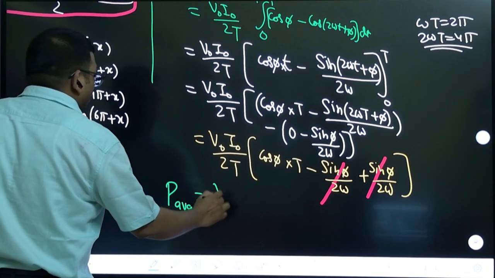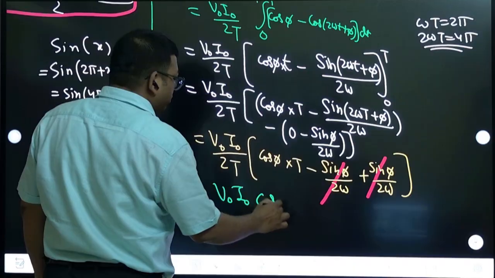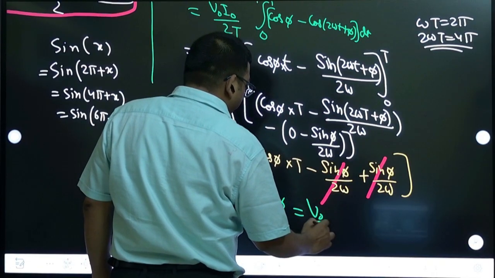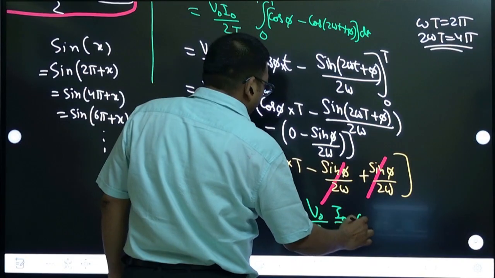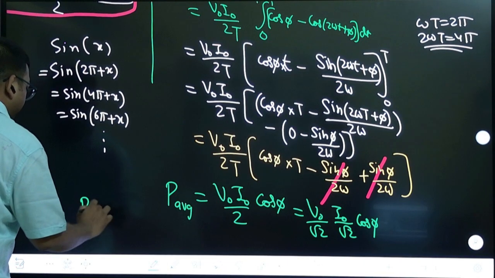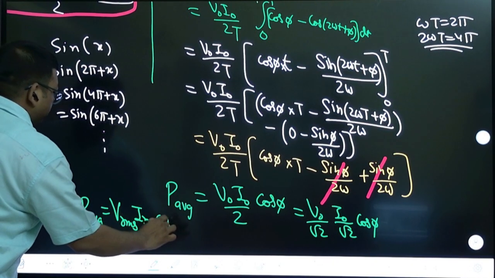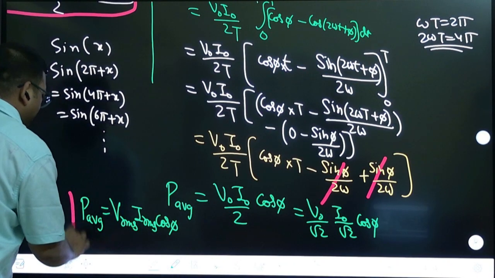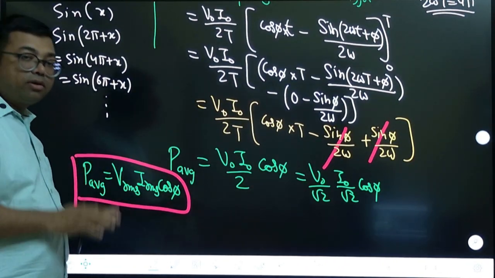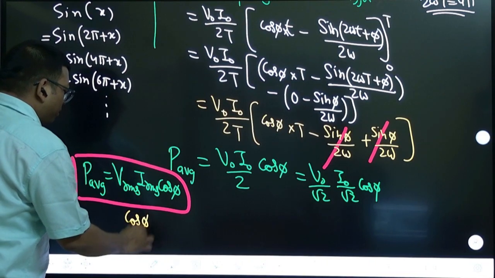Average power you got V naught I naught. This T also gets cancelled when you open. So V naught I naught cos phi by 2. Now this can be written as V naught by root 2 into I naught by root 2 into cos phi. So finally we can say that average power can be written as Vrms Irms cos phi. This formula that we are getting is the formula which we have to use for series LCR circuit. This formula is only for series LCR circuit. And this factor cos phi is called power factor.